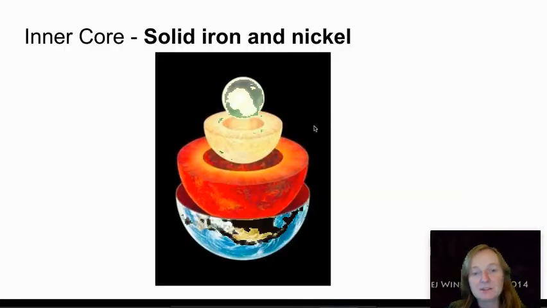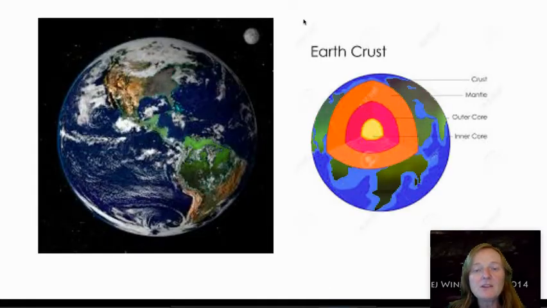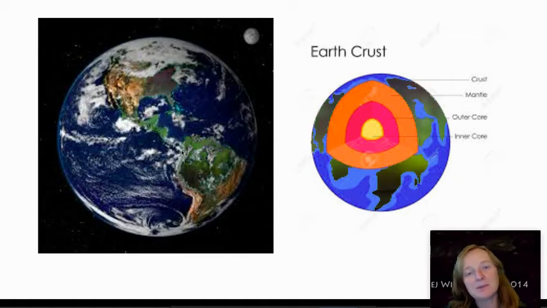Okay, so let's dig even deeper. Now the heat is incredibly intense, and we have more pressure, and so we have a solid inner core. So that is our last layer of the Earth, that solid iron and nickel core. So let's real quick recap. Here's our beautiful Earth. There's our little moon up there. And we've gone through all the layers.